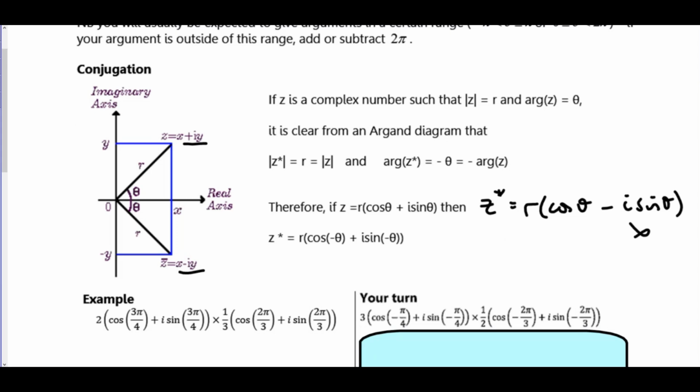So look at this diagram here. z has modulus r and argument theta. z conjugate is a reflection in the real axis. So z conjugate is down here. It's got the same modulus, the same r. It's got the same angle with the real axis, but it's below instead of above. So it's the same angle, but negative. Okay. So instead of putting the minus in the middle, you put the minus in front of the argument for z conjugate in modulus argument form.